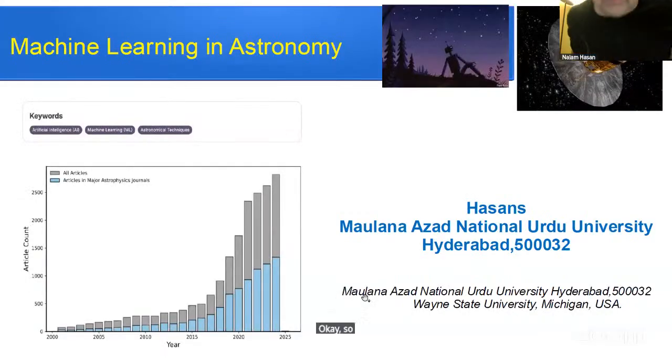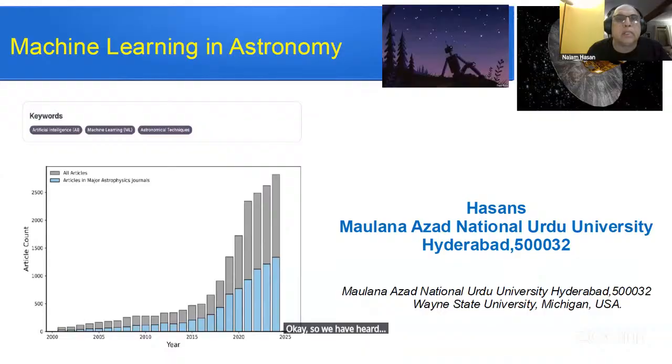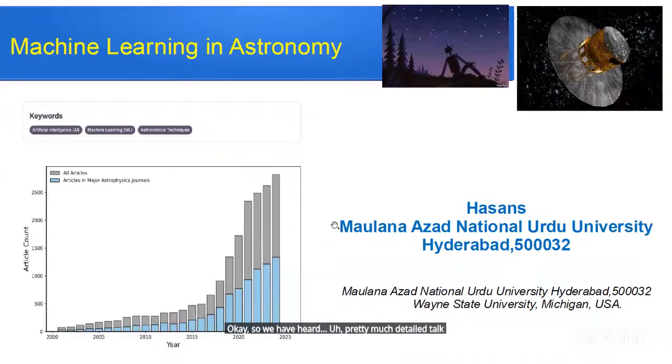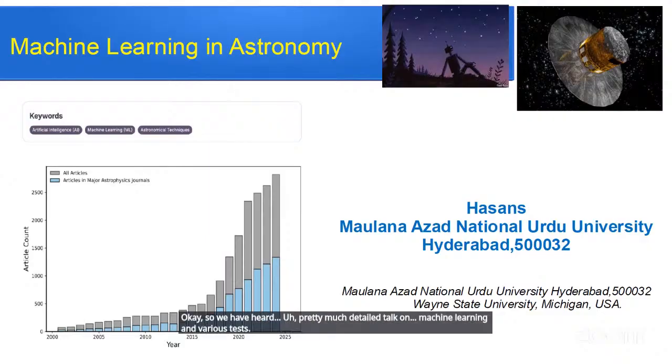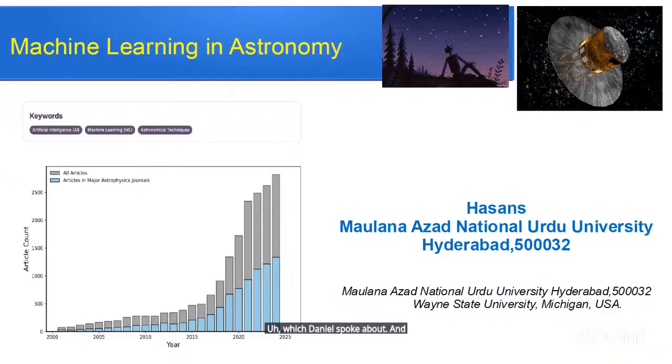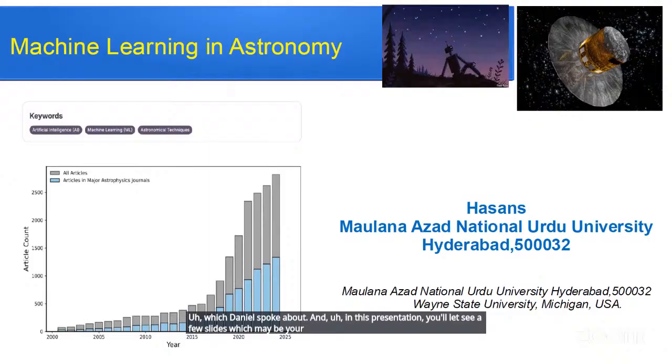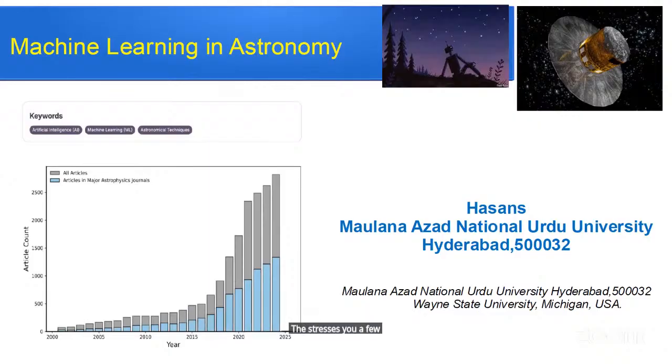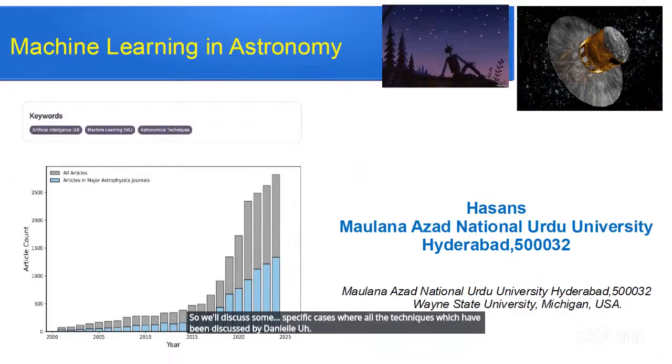So we have heard a pretty detailed talk on machine learning and various tests, which Daniel spoke about. In this presentation, let's see a few slides, which may be a repetition to stress a few points. But essentially, we'll be focusing more on machine learning in astronomy. We'll discuss some specific cases where all the techniques discussed by Daniel can be applied.